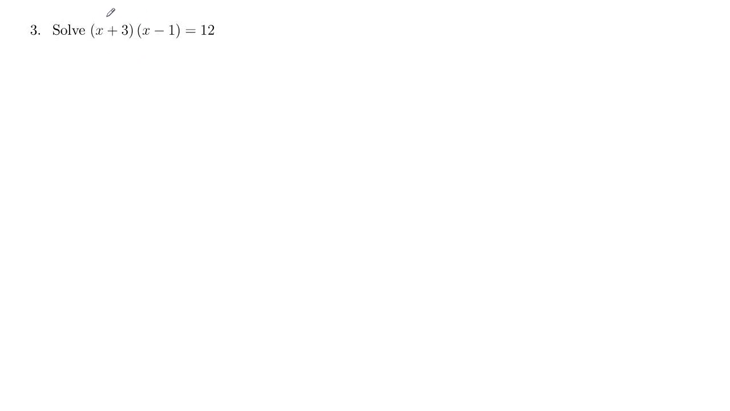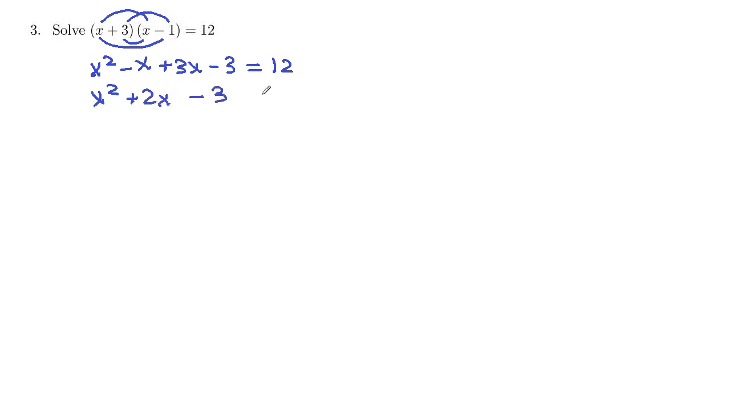So first terms here, x times x will give x squared. Outer terms, minus x. Inner terms, plus 3x. And then last terms, negative 3. And we got that 12 on the right-hand side. So this will be x squared, negative x and a positive 3x, negative 1 plus 3, positive 2x, minus 3 is equal to 12. And then we want to subtract 12 on both sides.